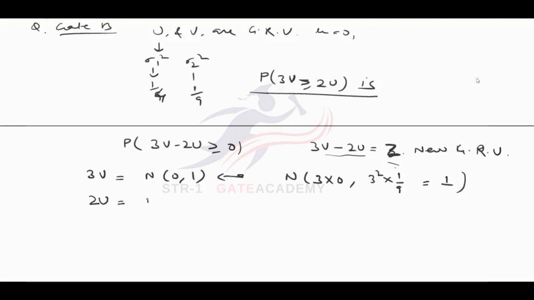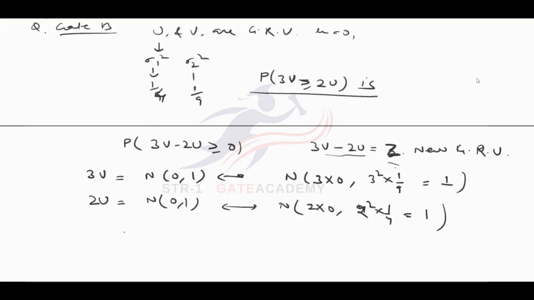2u: mean 0, and 2 into 0 is 0, variance 2 square into 1 by 4 equals 1. Again both are standard normal Gaussian pulses. Both are normal standard Gaussian pulses.